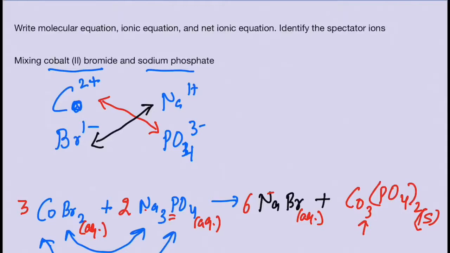We have 2 phosphorus, but when you look on the product side, there are actually already 2 phosphorus and 8 oxygens. And that's what you really have on the reactant side as well. So once you balance a few elements, the other elements automatically adjust in the balanced equation. So this is going to be your balanced equation. So that's your molecular equation.